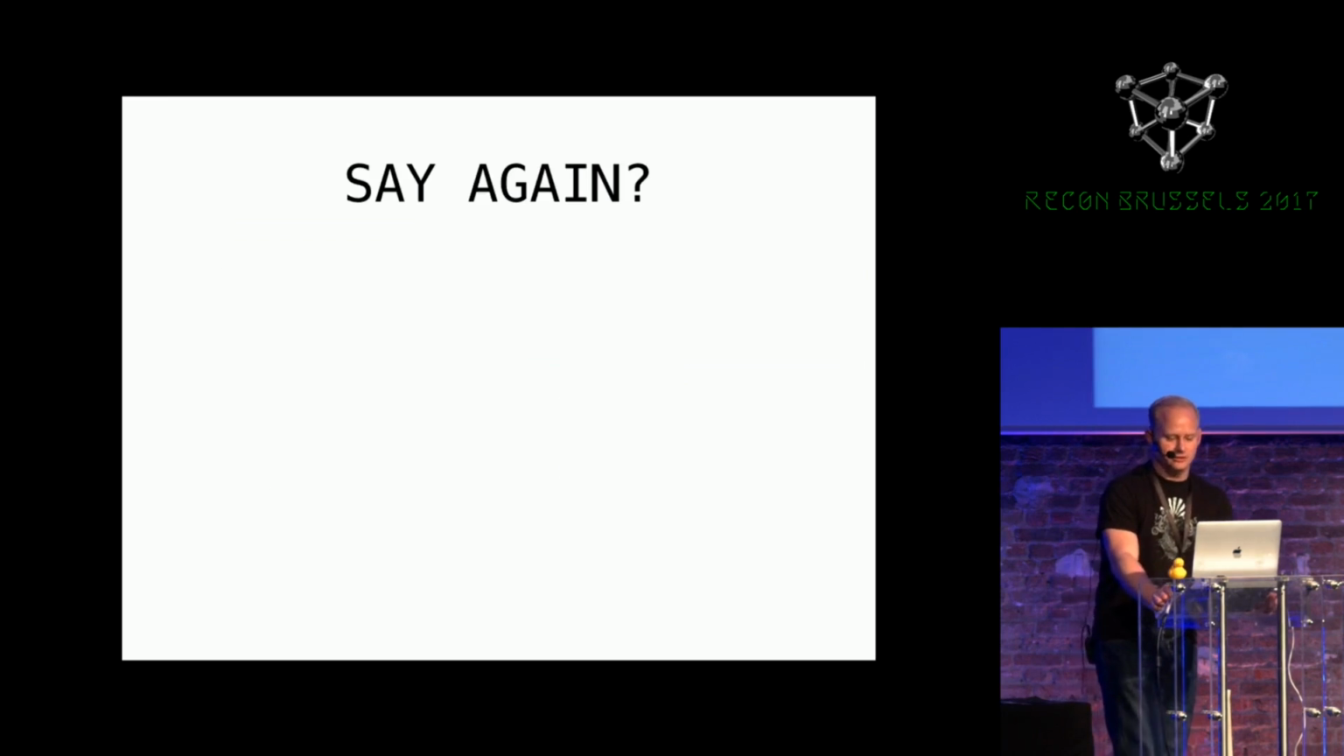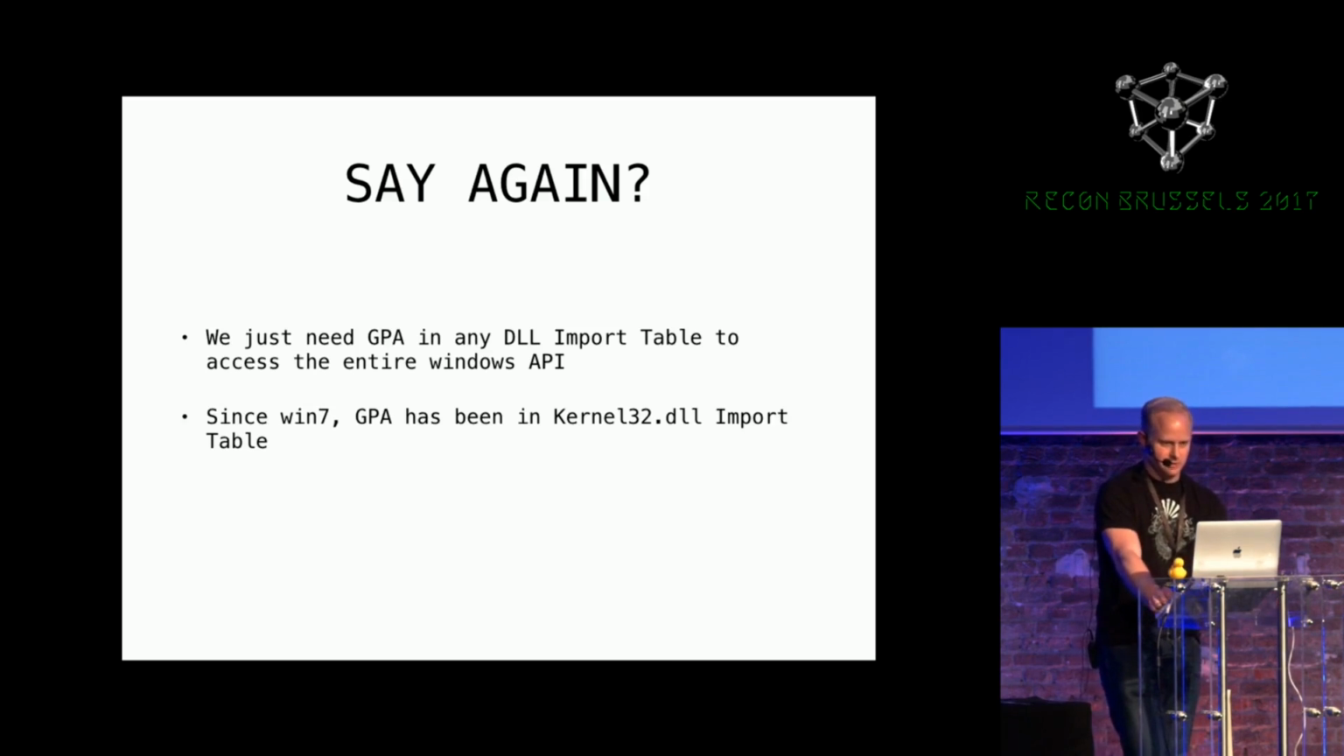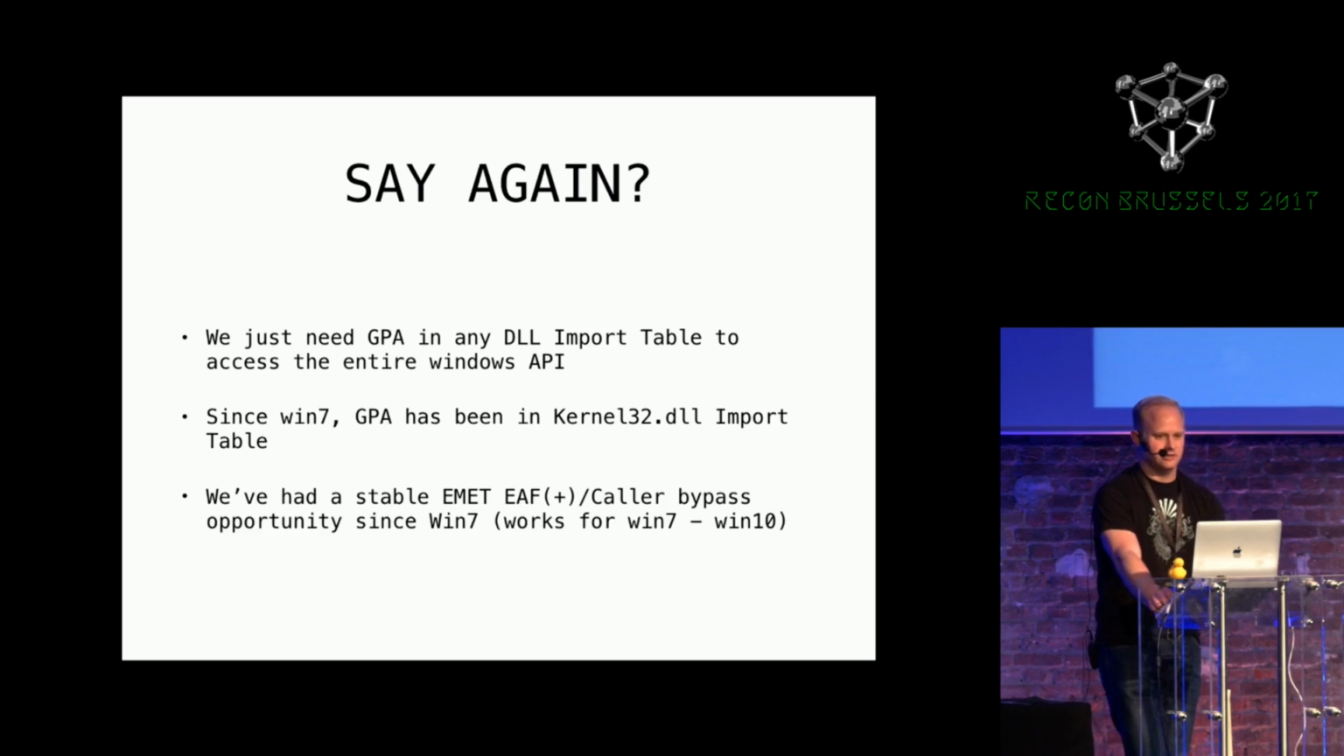So let me just explain what we're talking about here. All we need is GetProcAddress in any DLL import table to access the entire Windows API through import table parsing. Since Windows 7, there's been GetProcAddress in the kernel32 import table. So we've had a very stable EMET, EAF, and caller bypass opportunity since Windows 7. I haven't heard anyone using this, so I think this is pretty cool.